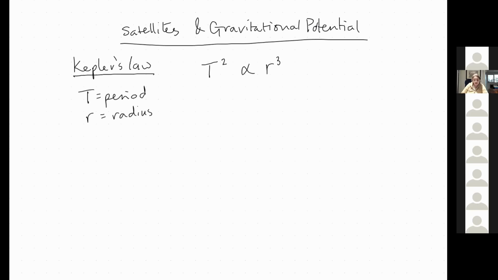Round it. So T is the period of the small object going around the big object, and r is the radius. And obviously for real planets we have to use kind of like the average radius.